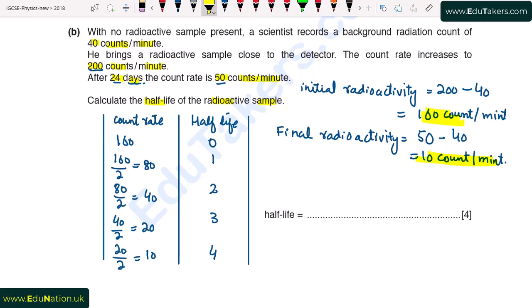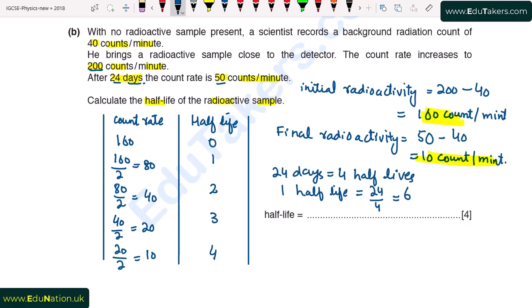Here it is given that after 24 days, the count rate is 50 counts per minute. So actually 24 days is equal to 4 half-lives. So I write here 24 days is equal to 4 half-lives, and 1 half-life will be equal to 24 divided by 4, that is 6. So 1 half-life is actually equal to 6 days. I write here 6 days.